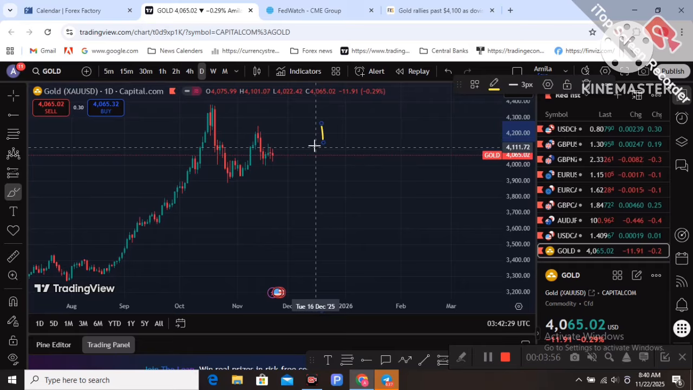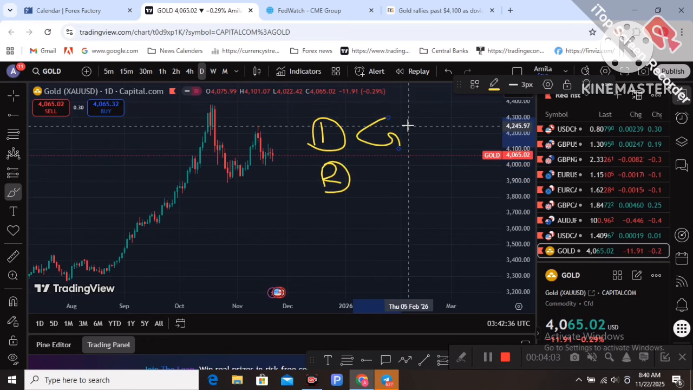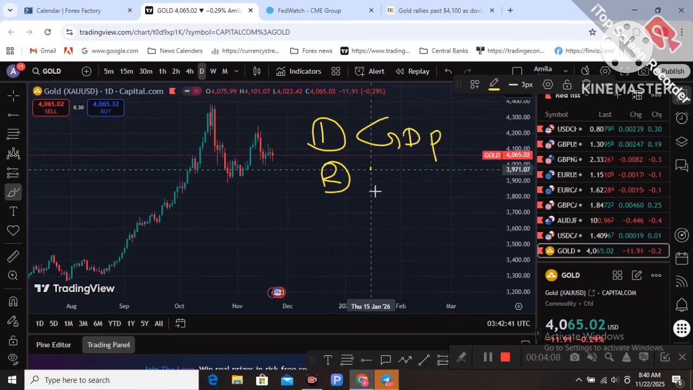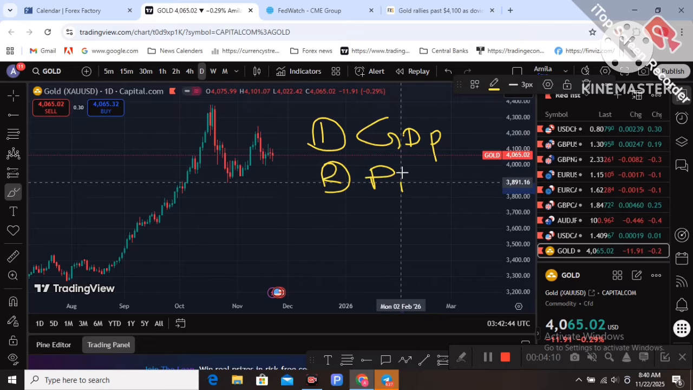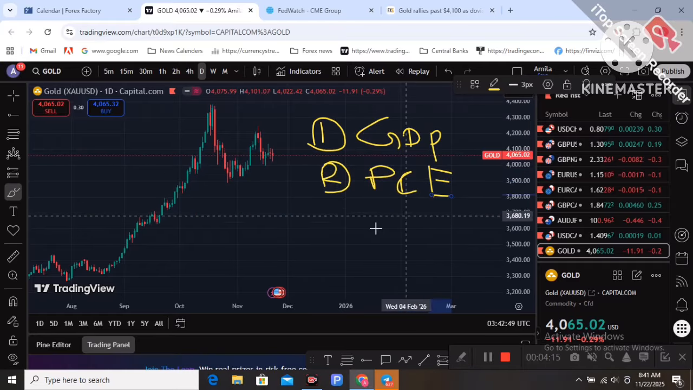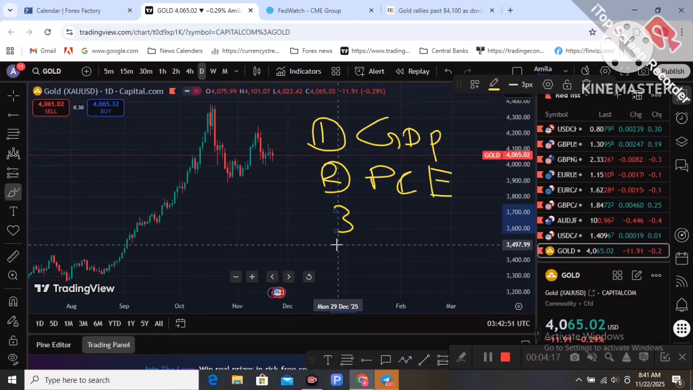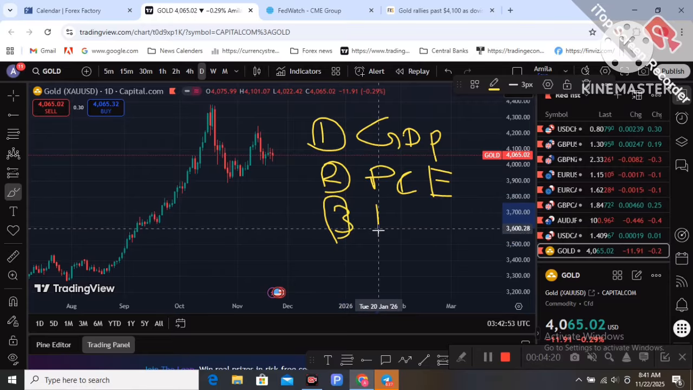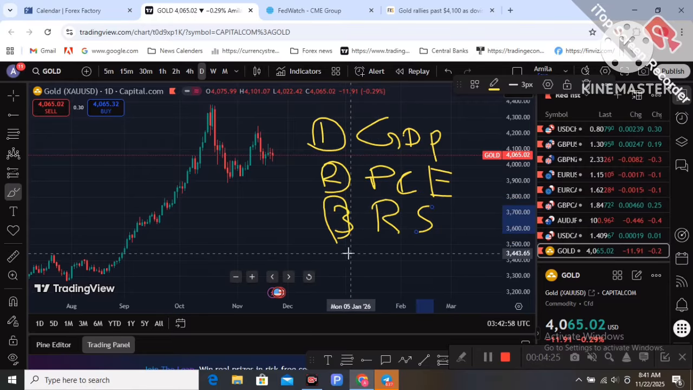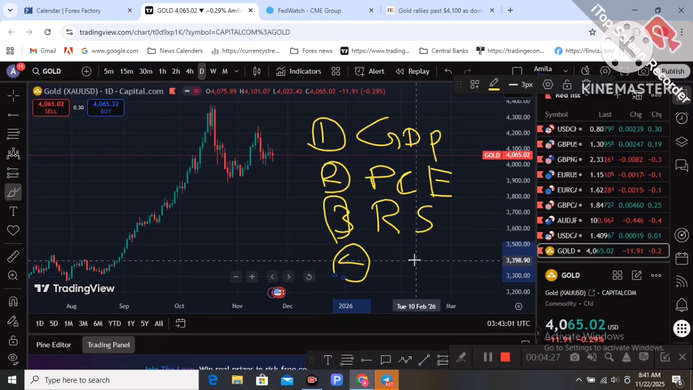So these are the more important economic events next week regarding the US dollar. GDP is there. So more data is now coming for the US dollar after the US government shutdown. Next week GDP and the PCE, personal consumption expenditure price section, is there, and the third is retail sales, also released next week, and fourth is the PPI, producer price index.